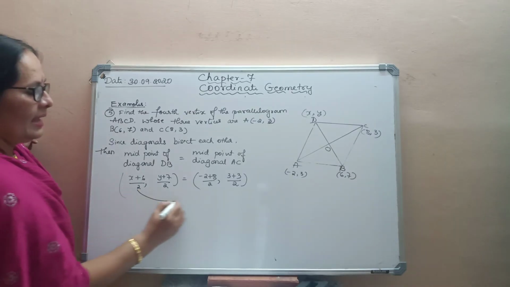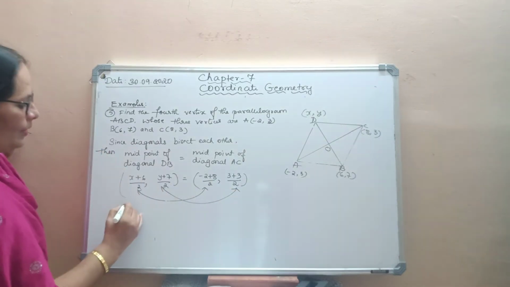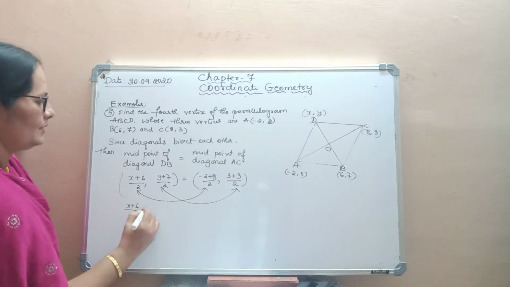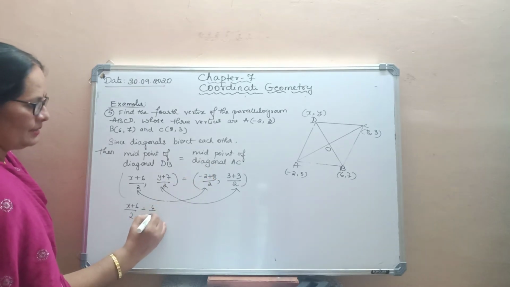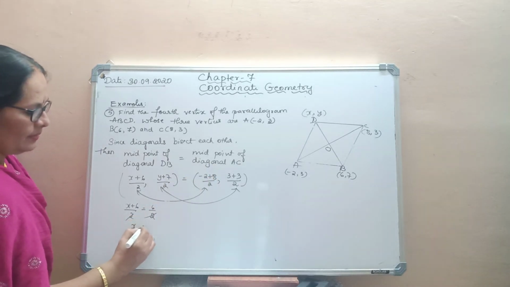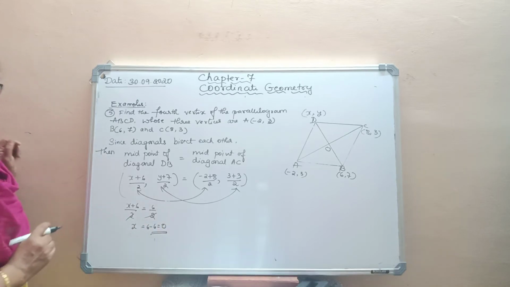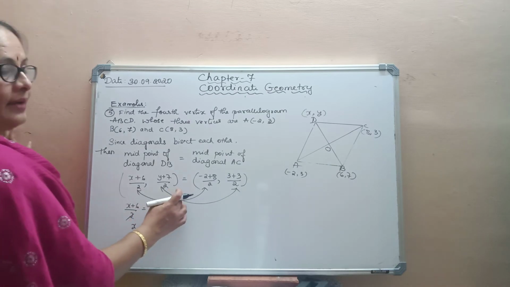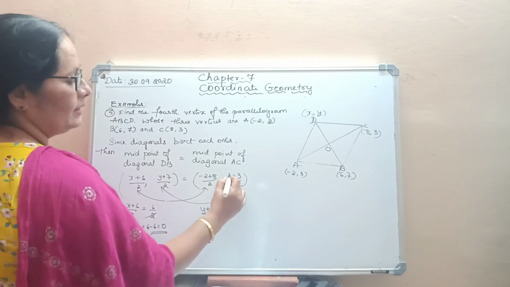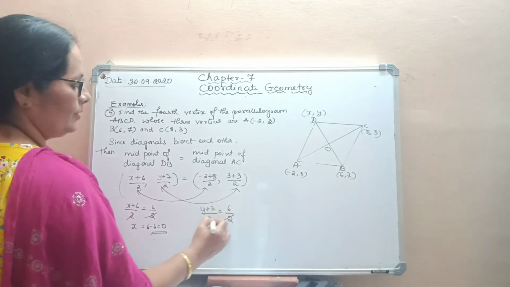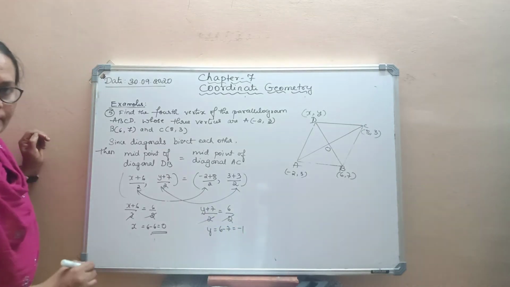Now equating x coordinates together and y coordinates together. So x plus 6 by 2 equals minus 2 plus 8 is 6 by 2. So x equals 6 minus 6 which is 0. So the x coordinate is 0. Then find the y coordinate. So y plus 7 by 2 equals 3 plus 3, 6 by 2. So 2 cancel. y equals 6 minus 7 which is minus 1.